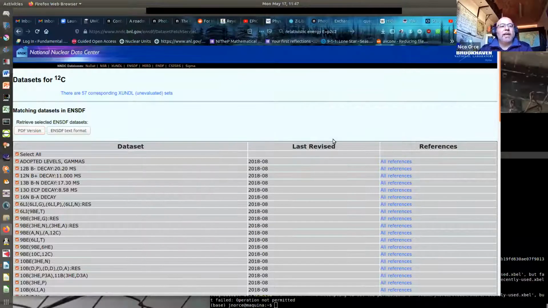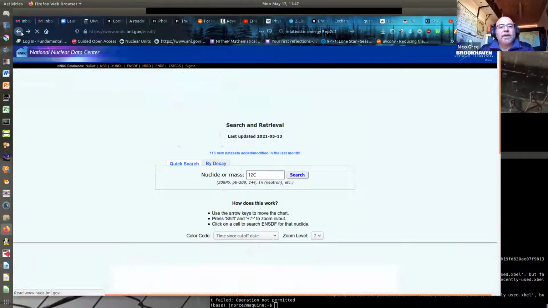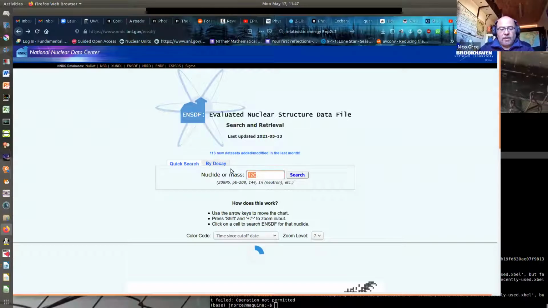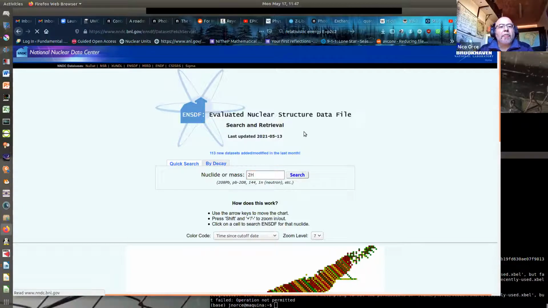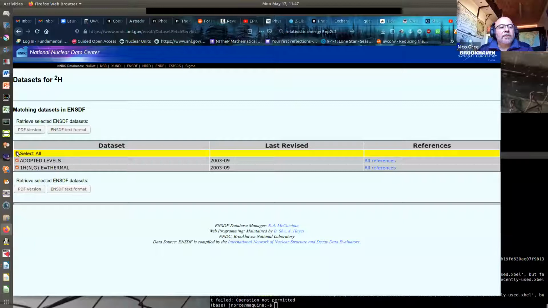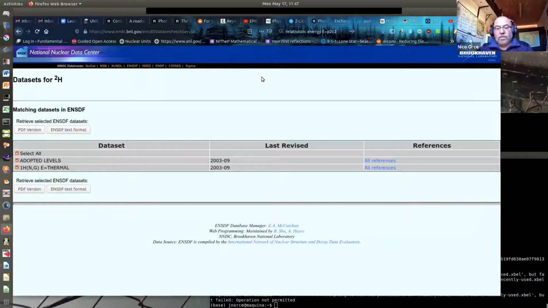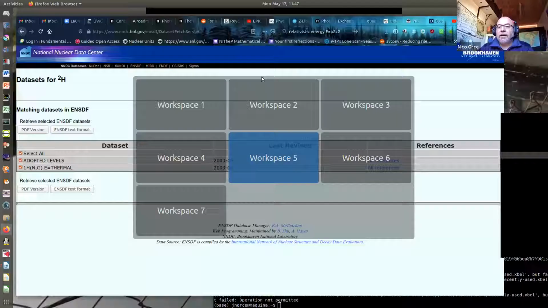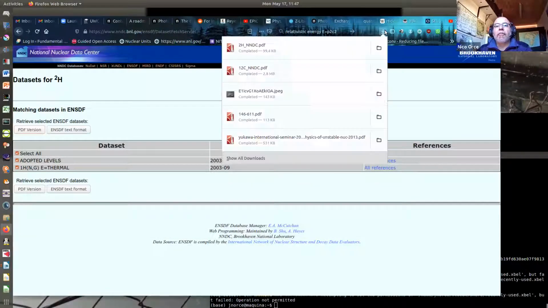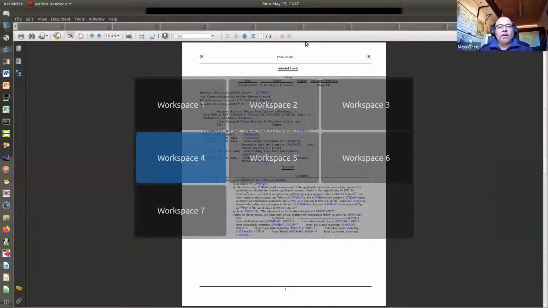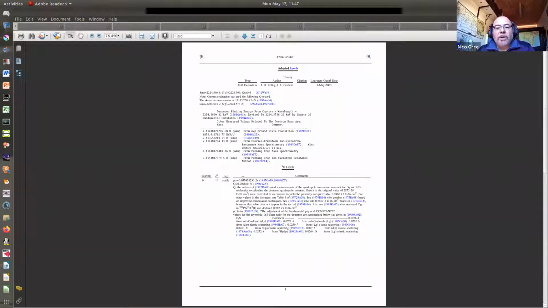Same thing, let's apply it. Let's see whether we have the deuteron, which is very simple. Hopefully it's also there. And search adopted levels, having deuteron, and open here. And this is the information I'm talking to you about.